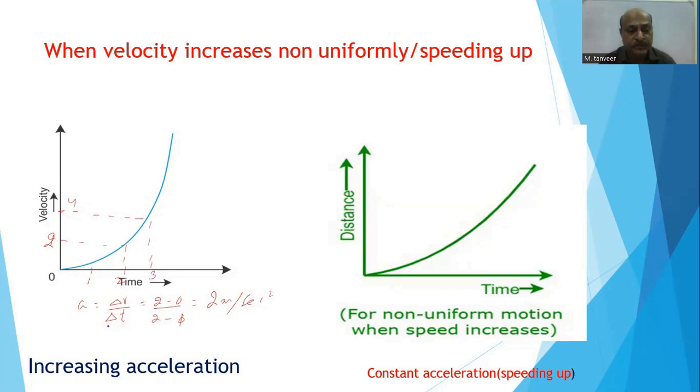So when you find the acceleration, change in velocity is 4 minus 2, change in time, that is 3 minus 2. This is 2 divided by 1, it is 2 meters per second square.